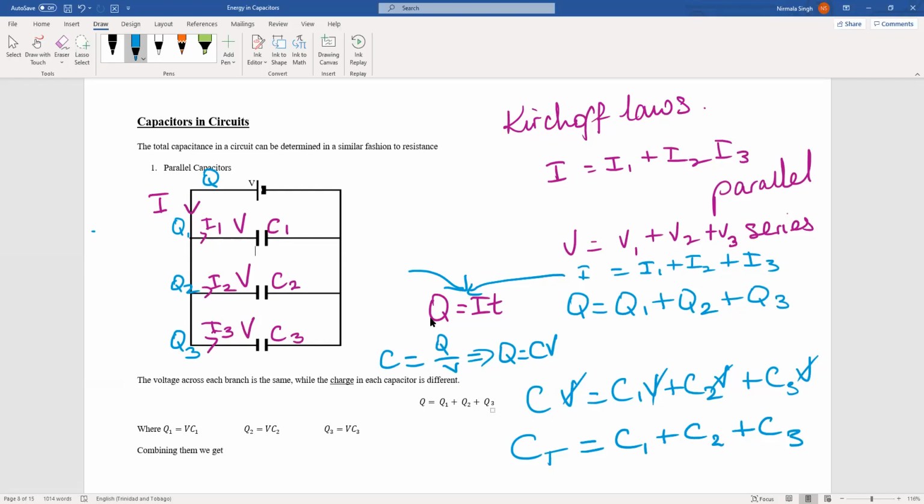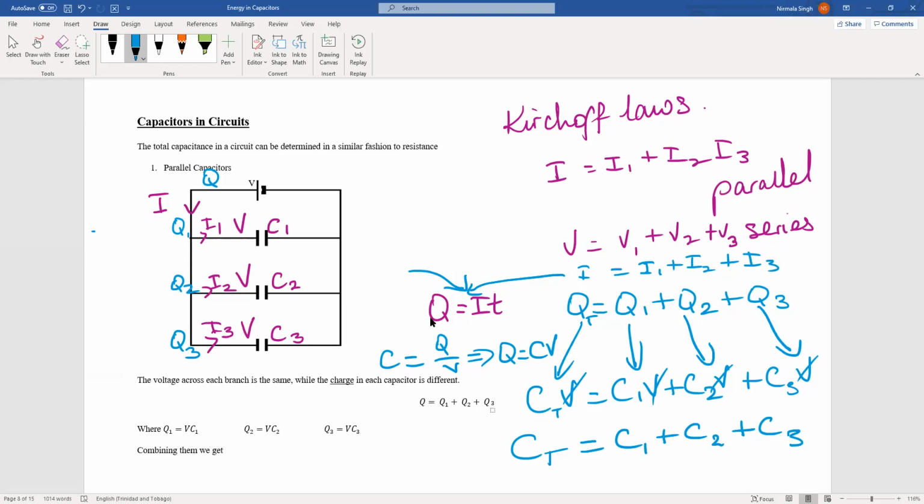Using the equation of capacitance is equal to charge over voltage, we can get a relationship for just charge, and charge will be capacitance times voltage. So let's replace everybody with their CV equivalents. Your total charge, Q, would be the total capacitance times your voltage. Q1 will be C1 times V, Q2 is C2 times V, and Q3 is C3 times V.